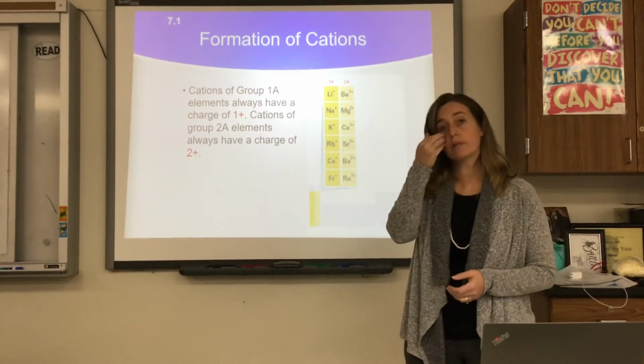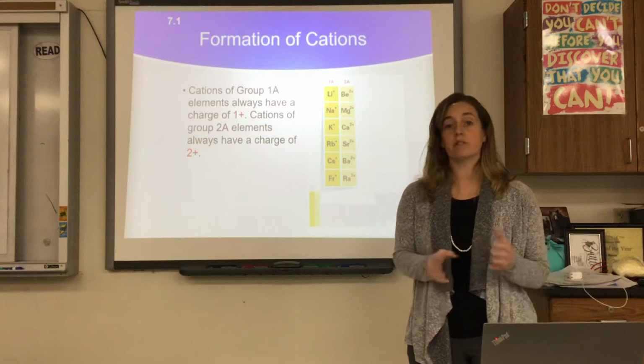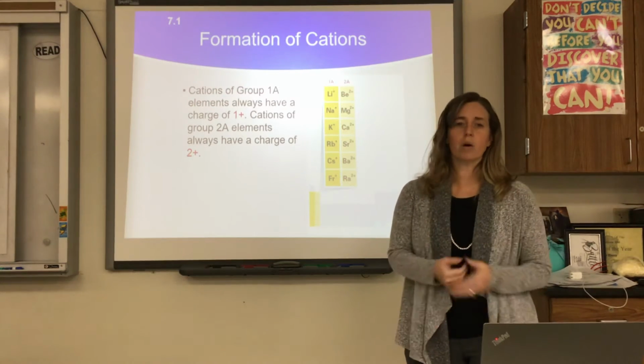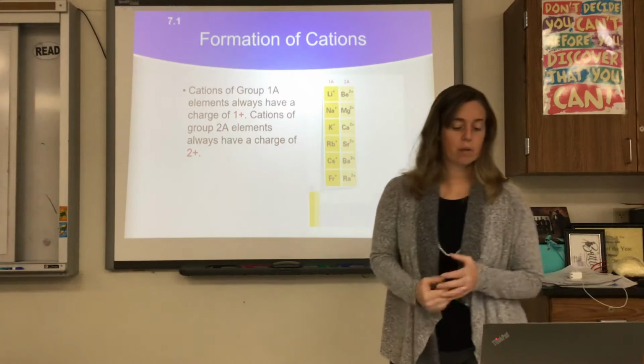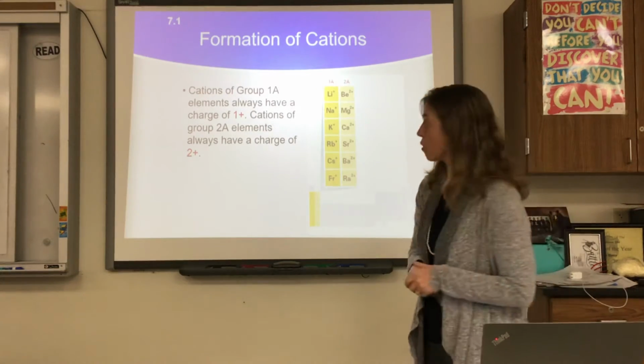Now, column 13 is a little bit tricky because some of them in column 13 are metals and some are not, so you can't go by the whole column. And then 14 is the same way, because of your metalloids, it doesn't follow that same trend, okay?